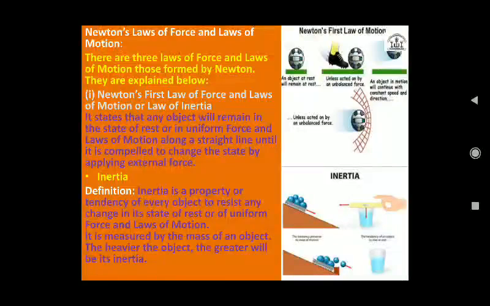In this video, you're going to learn about Newton's laws of force, or laws of motion. Here you're going to see three different laws of Newton based on the forces.